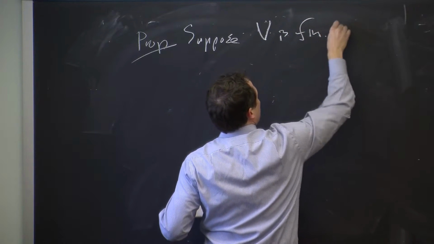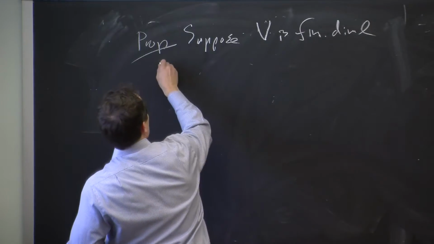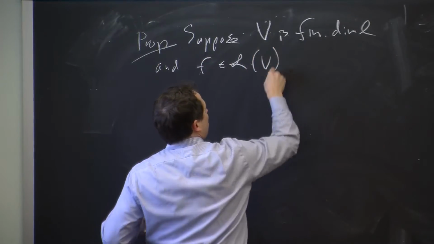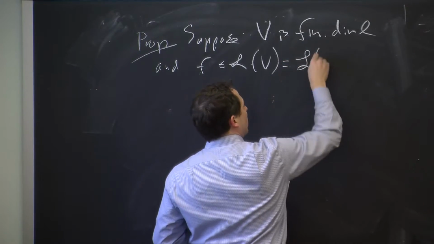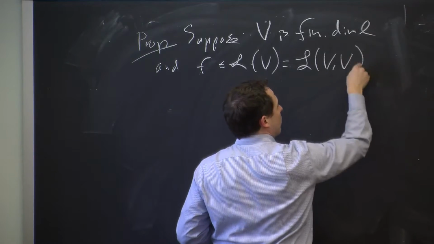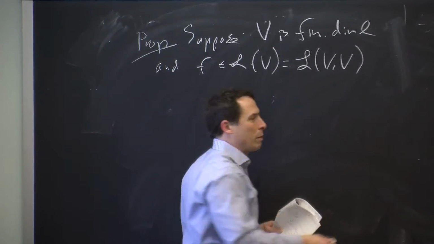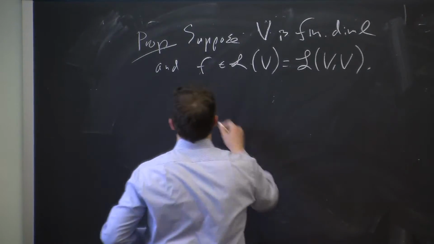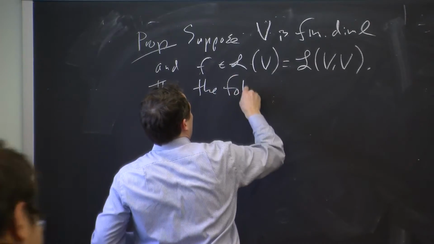Suppose I have a finite dimensional vector space V, and F is in L of V. That is, it's a linear transformation from V to itself. It's important that it's the same V on both sides here. This wouldn't be true if I had written L(V, W). Then the following are equivalent.